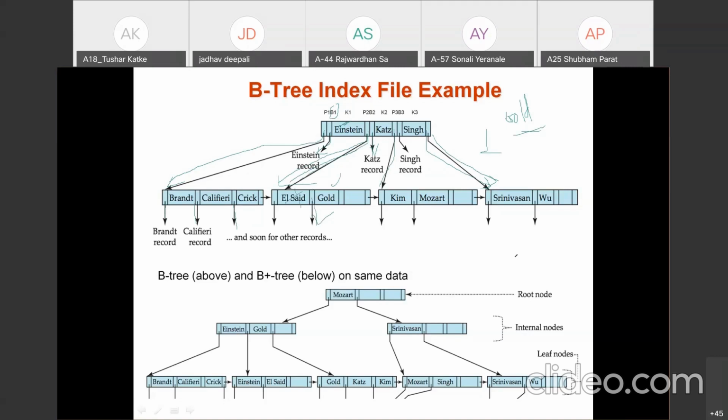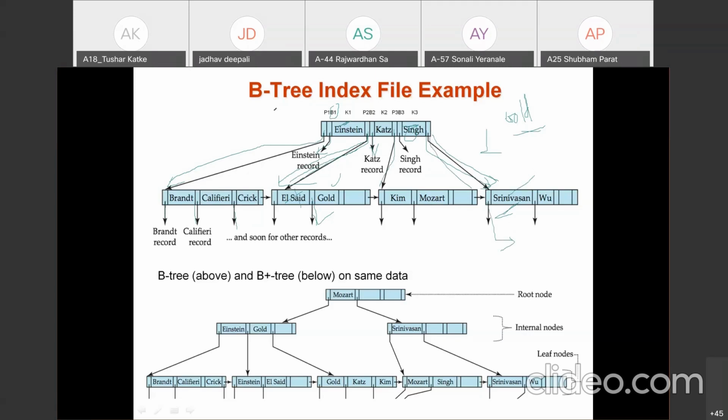Suppose I want the record with Srinivasan. So find out the search key which is less than Srinivasan. Which is less than Srinivasan? Think. Follow the pointer, this pointer. The first record is Srinivasan. Follow this pointer. Here you will get the record of Srinivasan. So that is the way we locate the record.